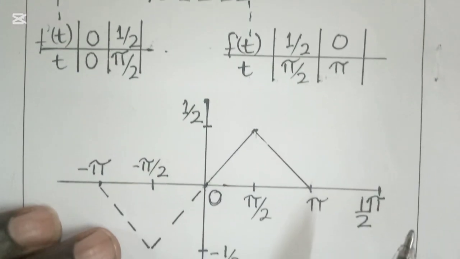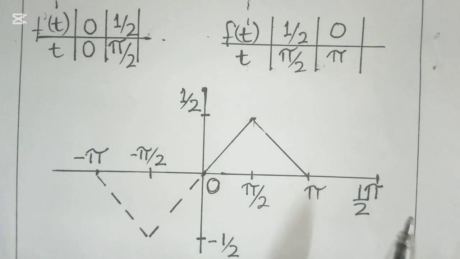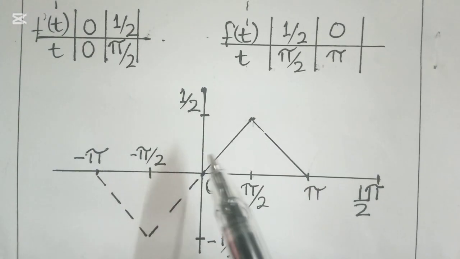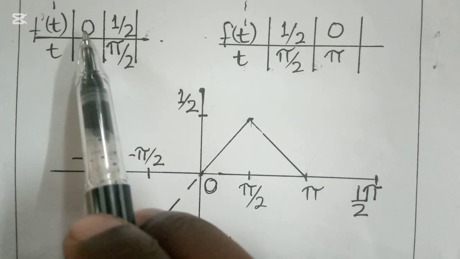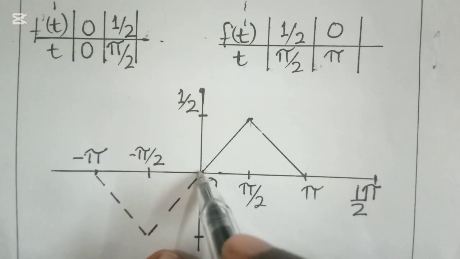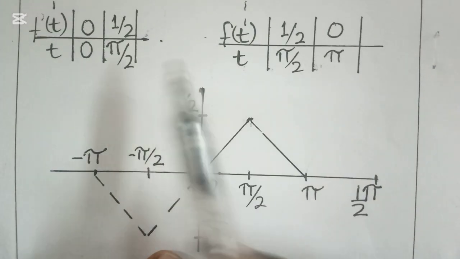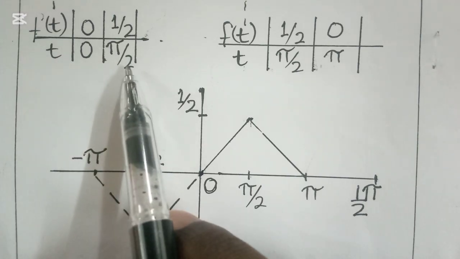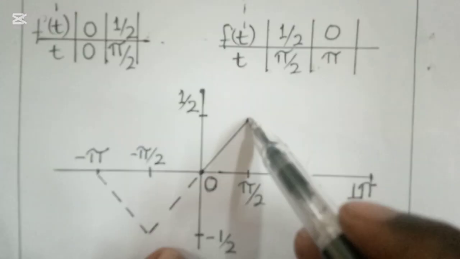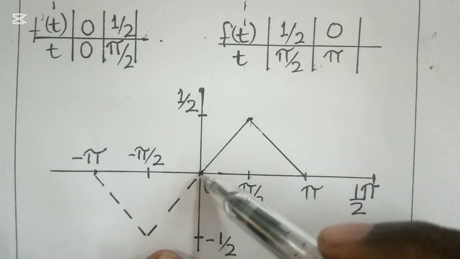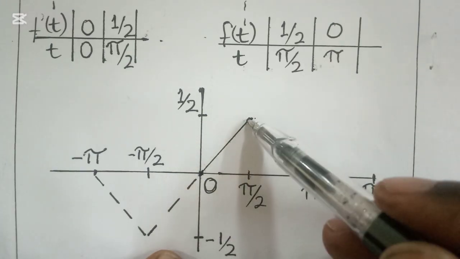So now I draw my graph right here, where I have 0 and 0, this is that point. And then π/2 and 1/2 is that point. So I join those two points with a line.